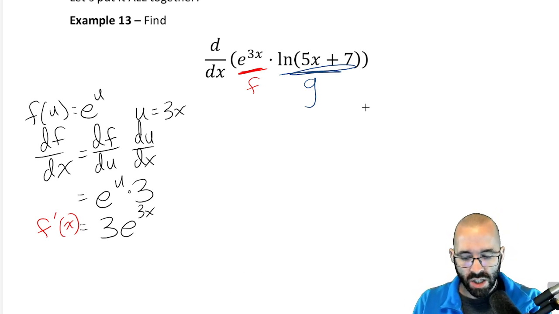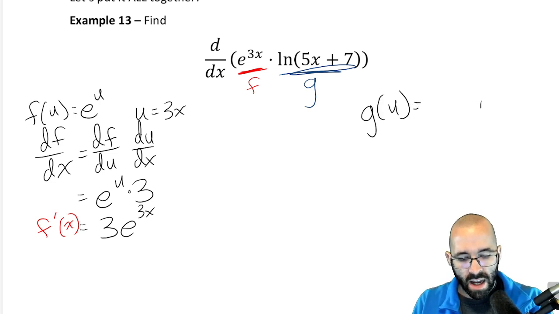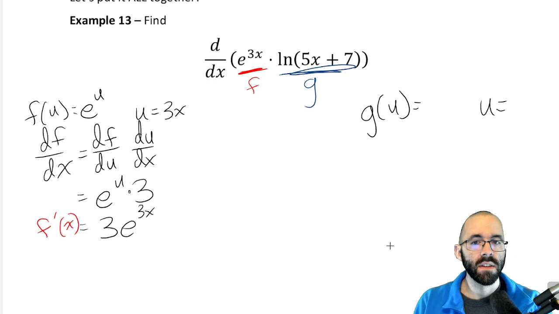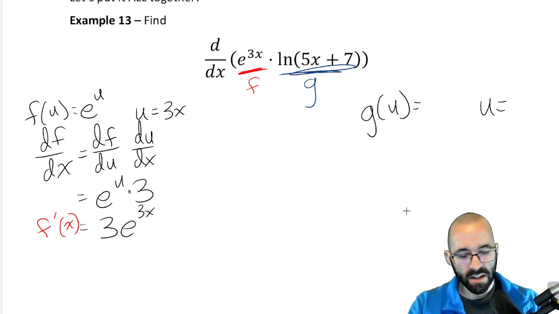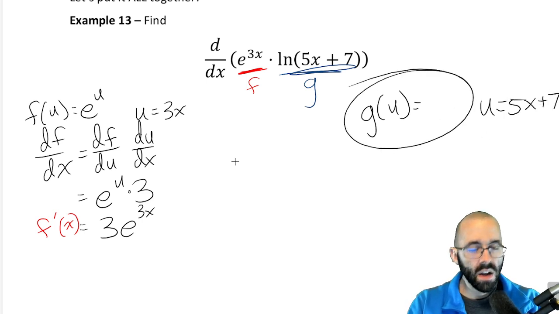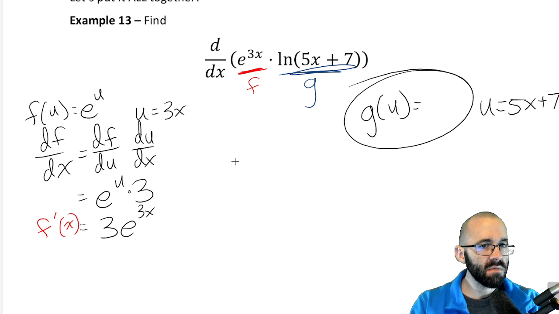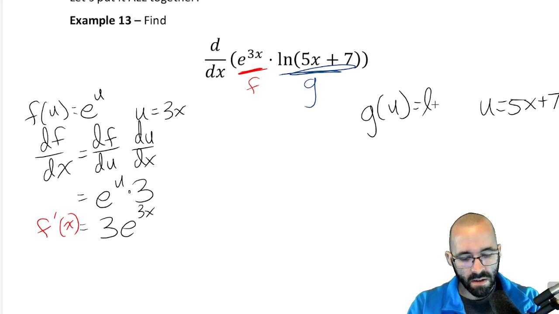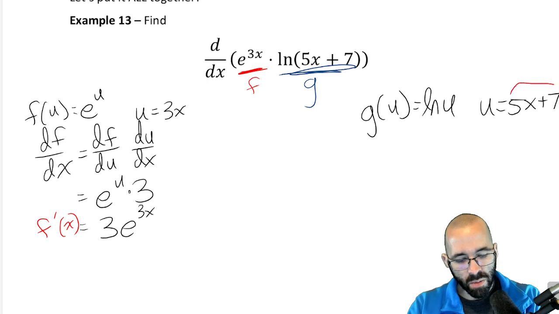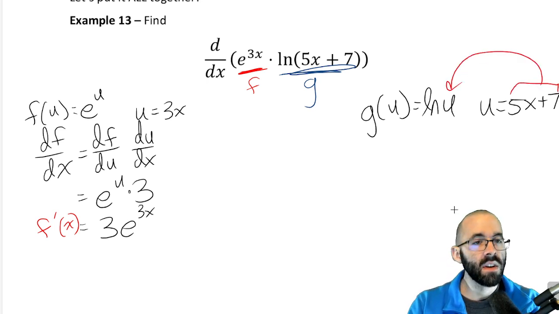We'll do the same thing with g. We need a g of u, and we need a u over here. What's our u over here? What's our inside function here? It'll be 5x plus 7. What are we doing to 5x plus 7? We're taking the natural log. We'll double check our answer and say, okay, if we put this in for u, do we have g? Natural log of 5x plus 7? Yep, we do.